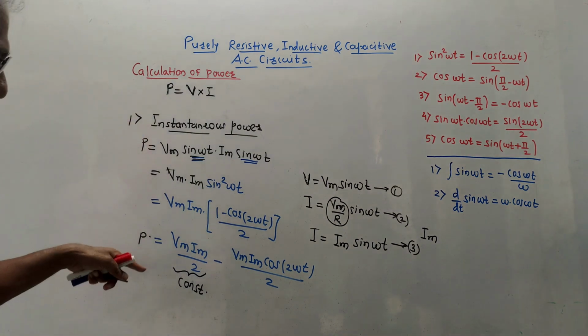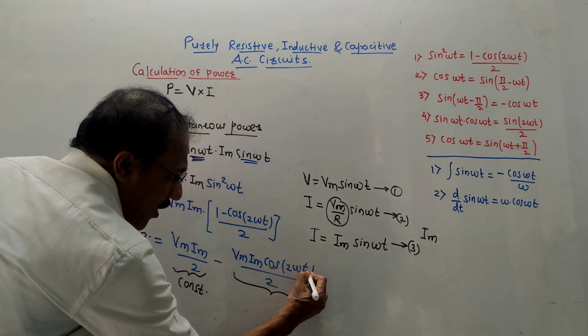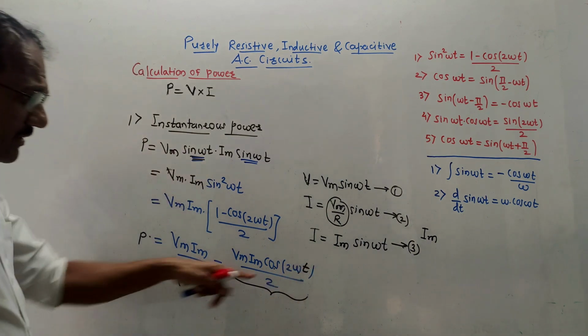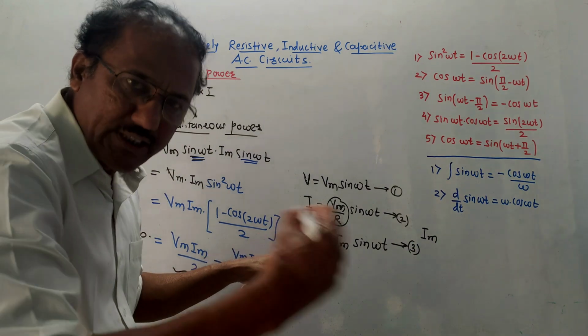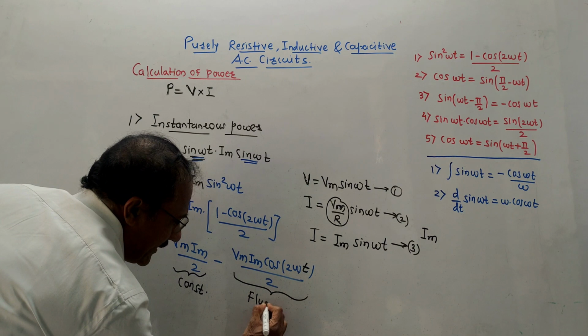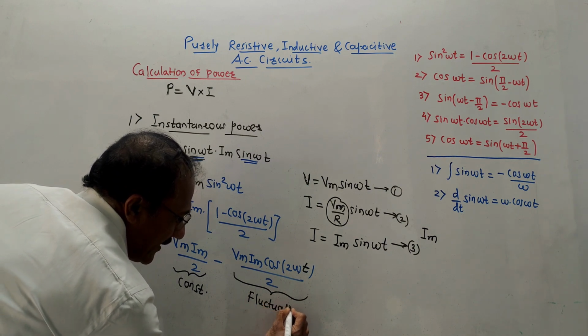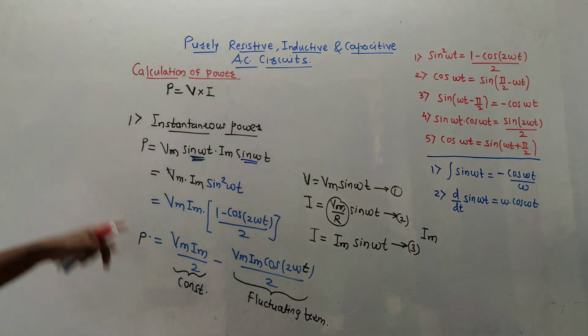This is the instantaneous power. Whereas the second term contains cos of 2 omega t, where t is time. So the nature of this term is a cosine wave and it is changing with respect to time. So it is a fluctuating term. This is the equation of instantaneous power.